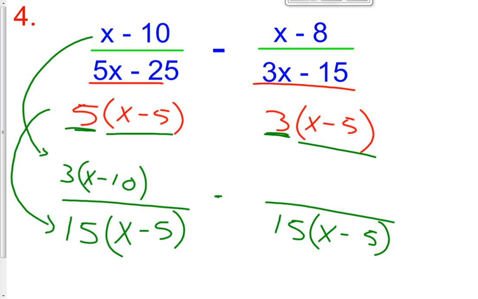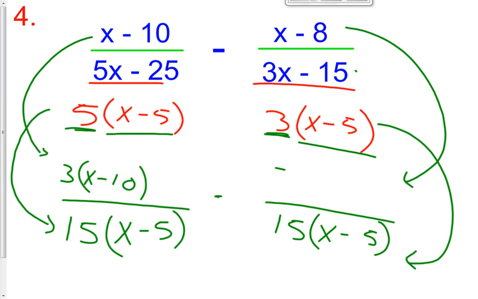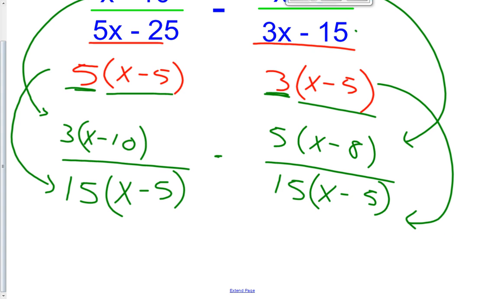Same thing over here on this right fraction. How did we get from here to here? You multiplied by the number 5. So this x minus 8, multiply it by 5. And there we have it. We have our common denominator. So let's go to our next step.